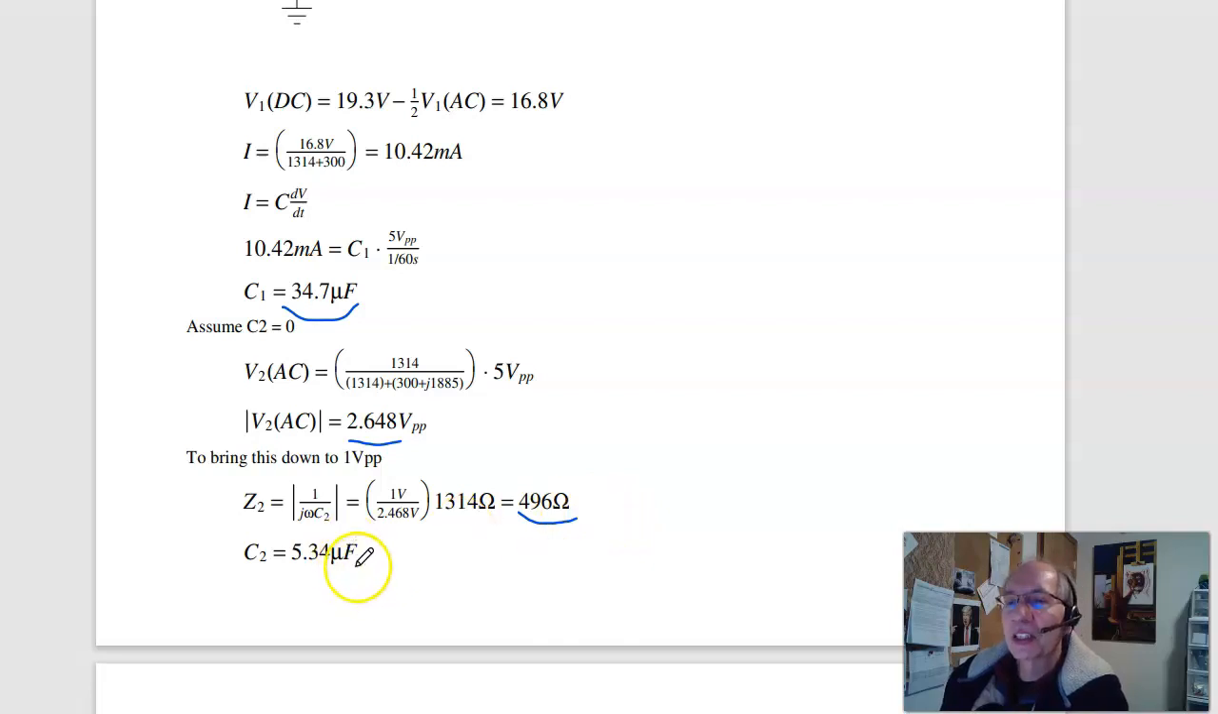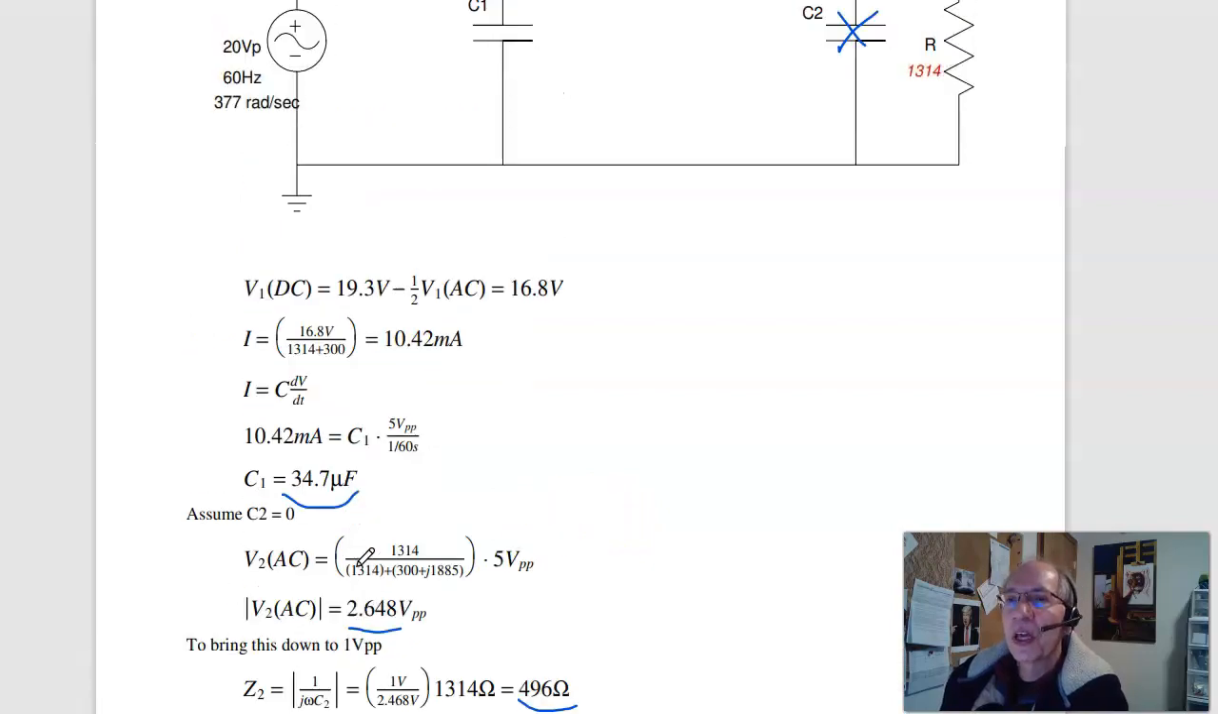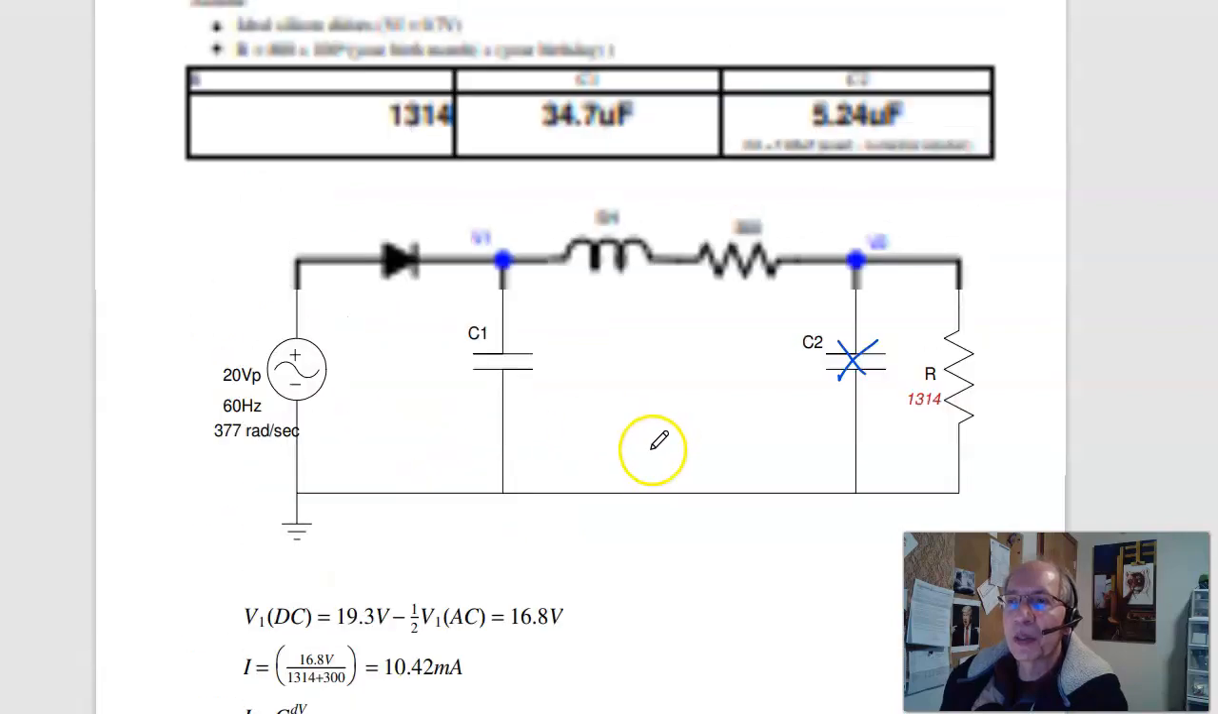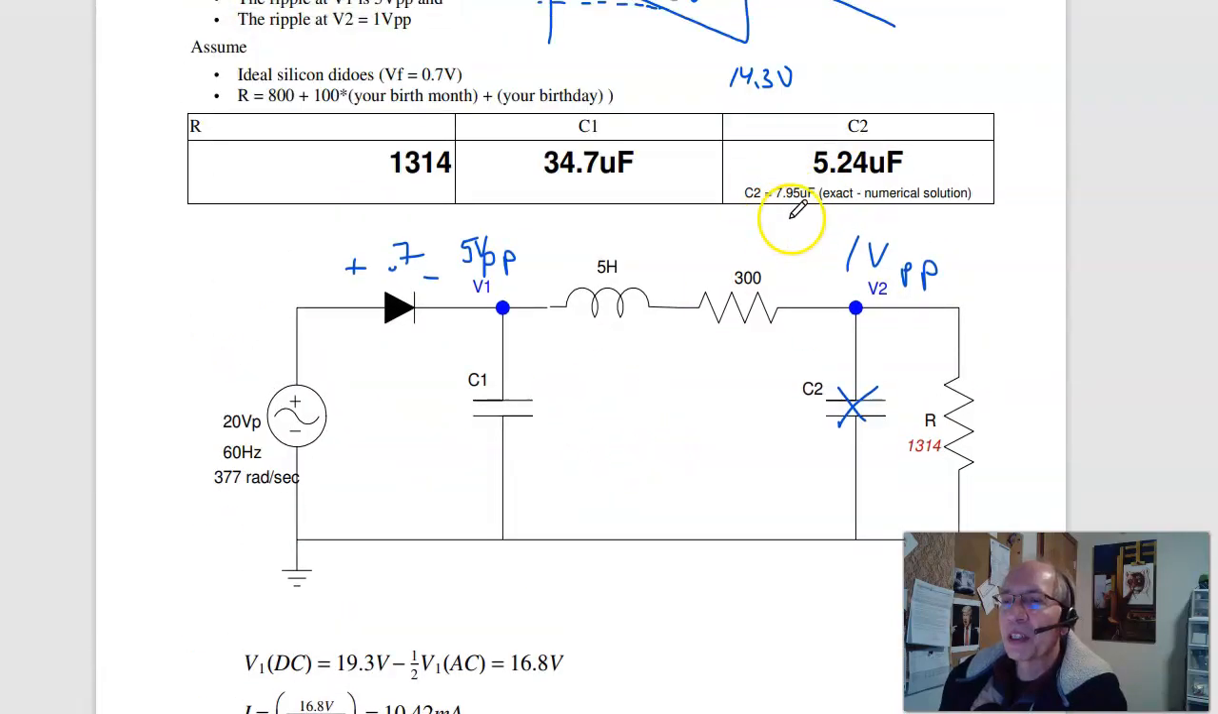And that'll get you close. If you wanted to, you could iterate. Given C2, recalculate the ripple, readjust C2, keep on going. And after about 3 or 4 iterations, you'll wind up that the actual value of C2 should be 7.95 microfarads. This gets you close. If you want to get more accurate, throw it in CircuitLab, or you could iterate if you wanted. That's not necessary. So that is quiz number 3 for ECE 320.